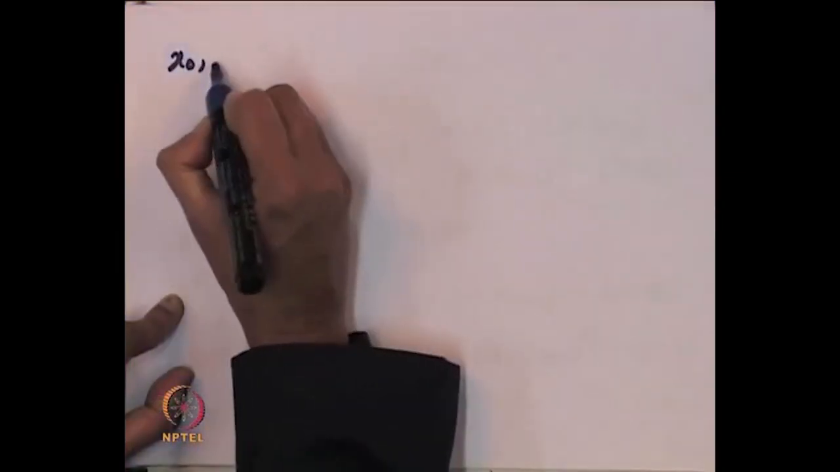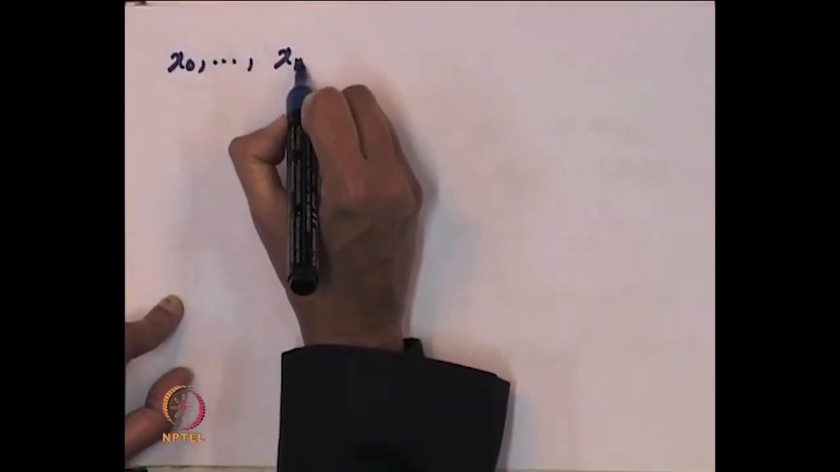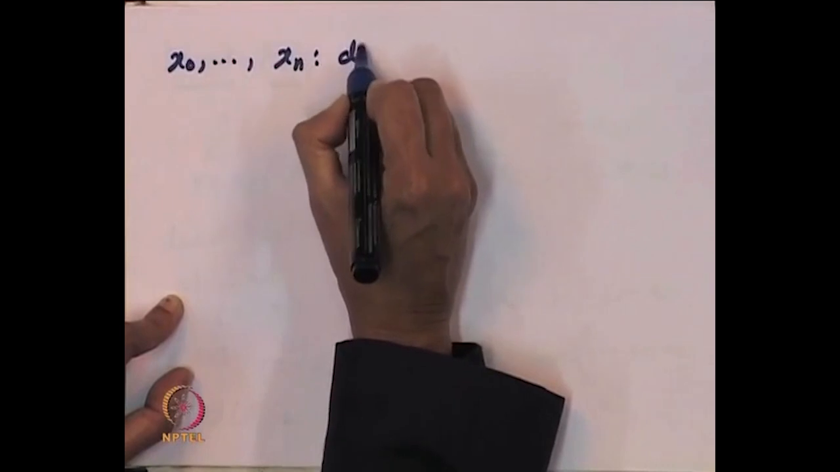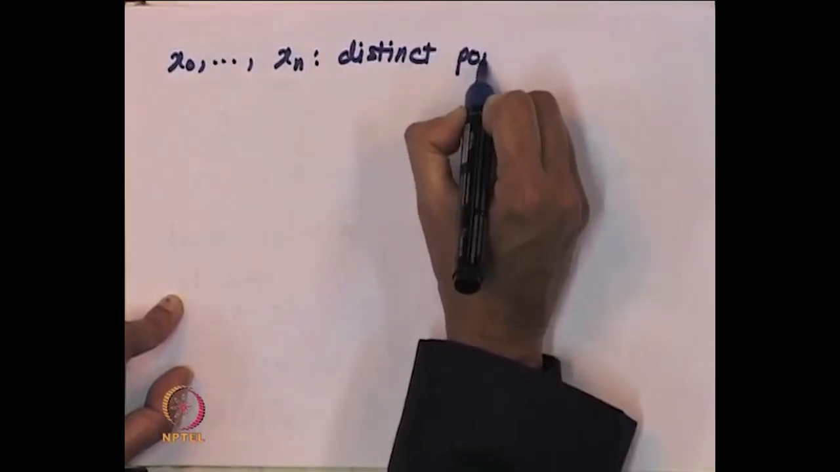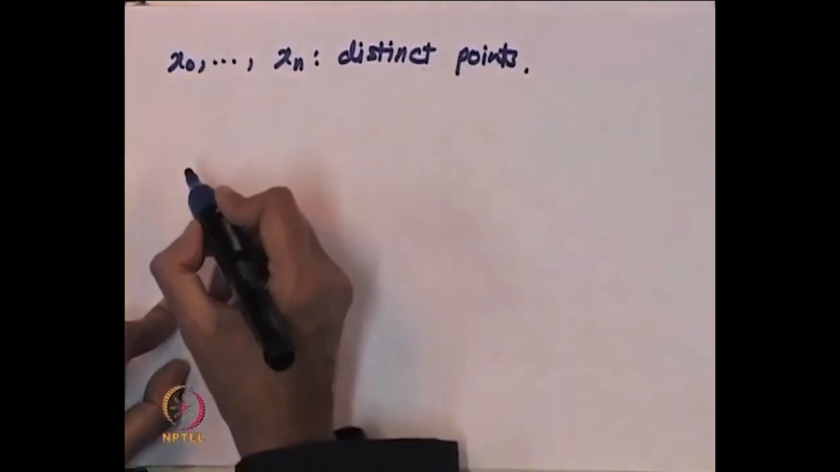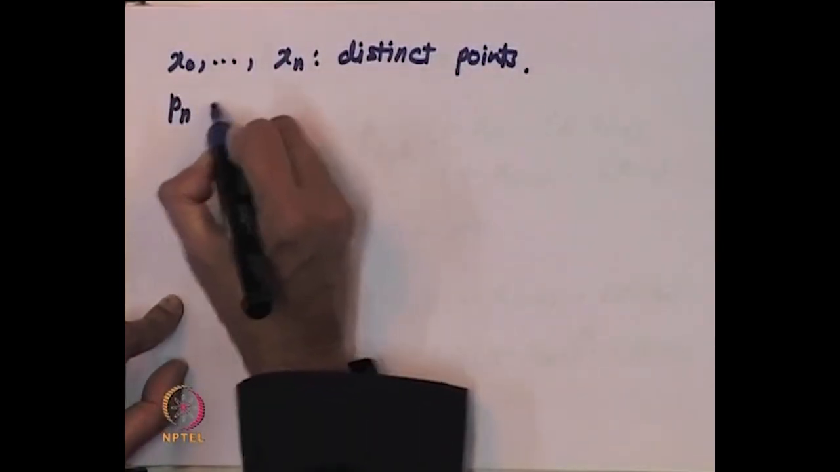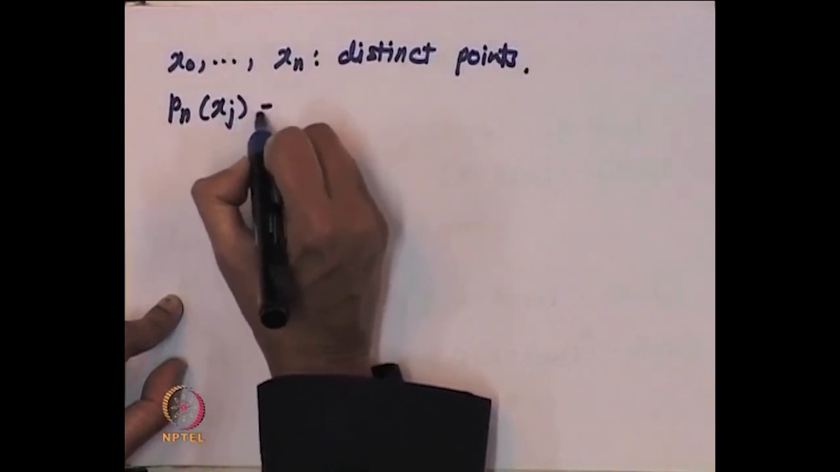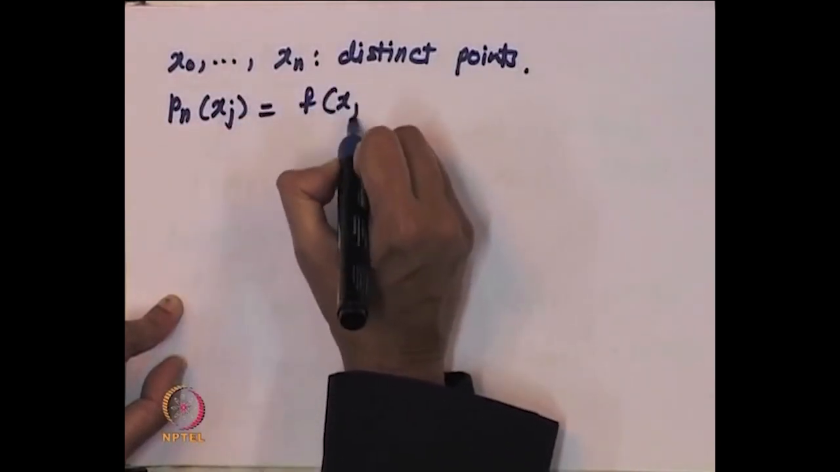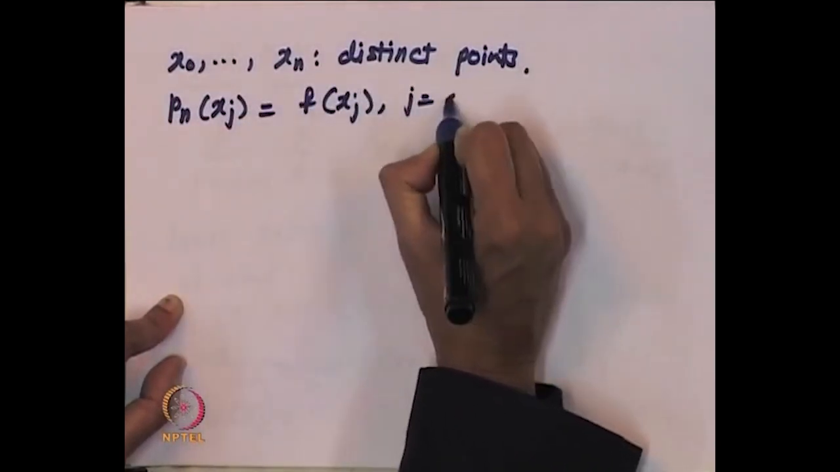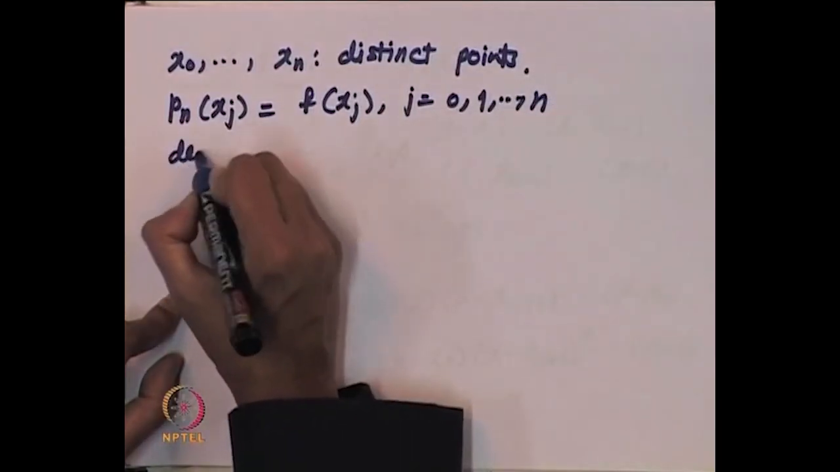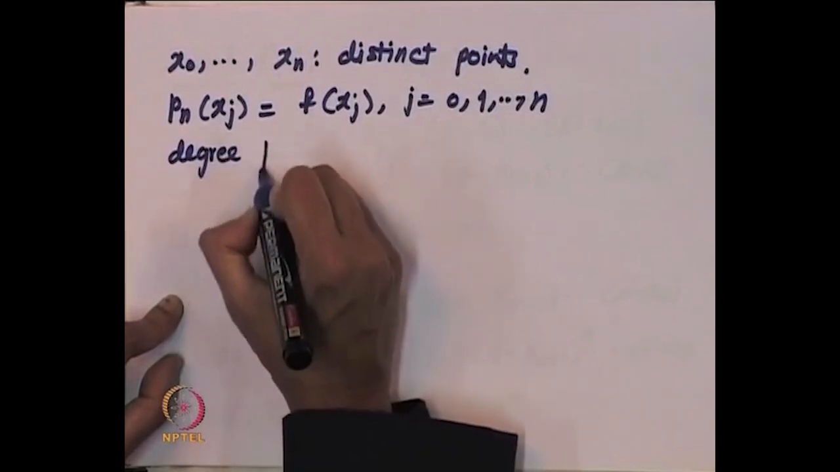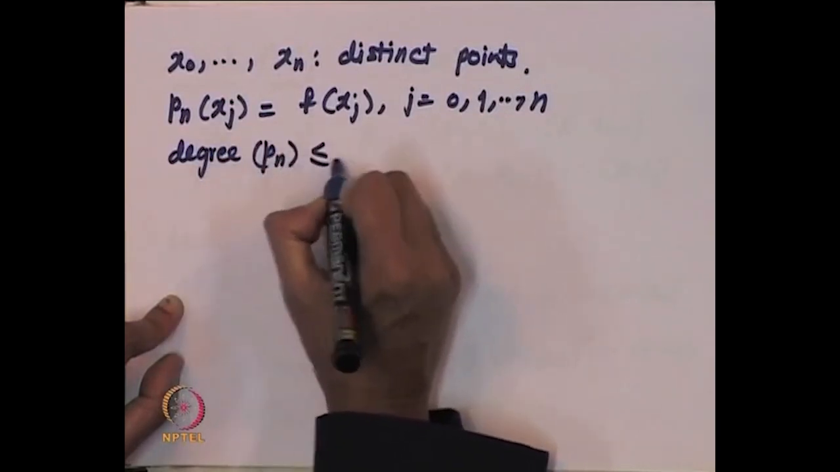x 0, x 1 up to x n, these are distinct points, and p n at x j is equal to f at x j, j going from 0, 1 up to n, the degree of p n is less than or equal to n.